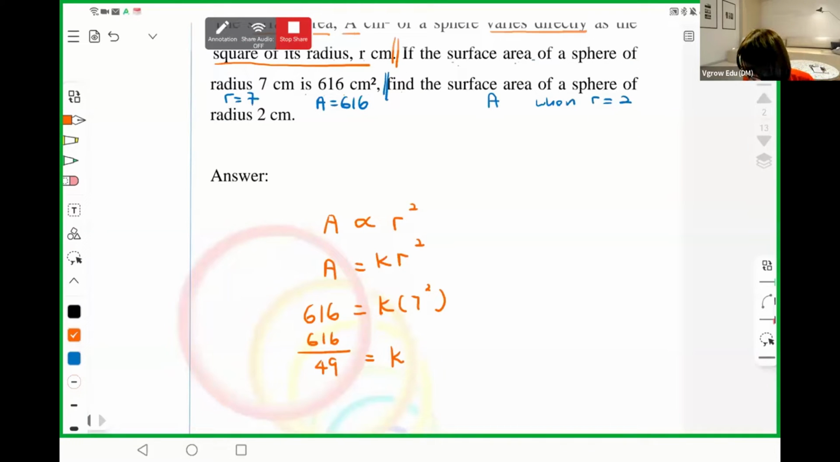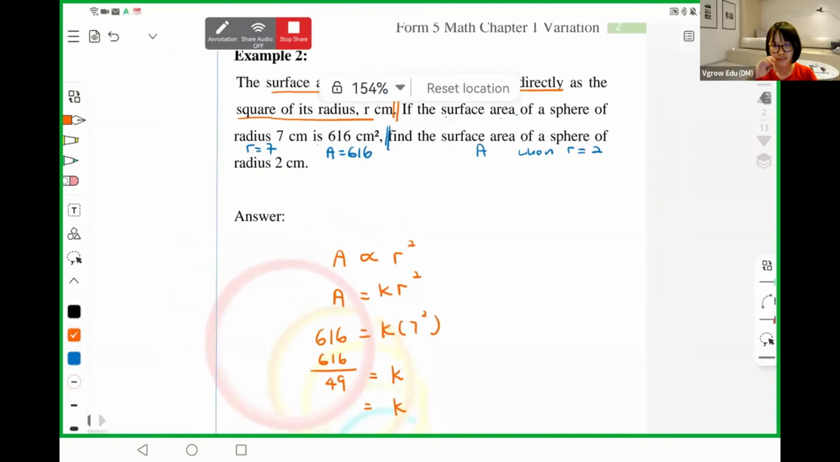So you will get, can I have your answer? Let me see how you write this answer. K equal to what? What do you get for the value of k here?